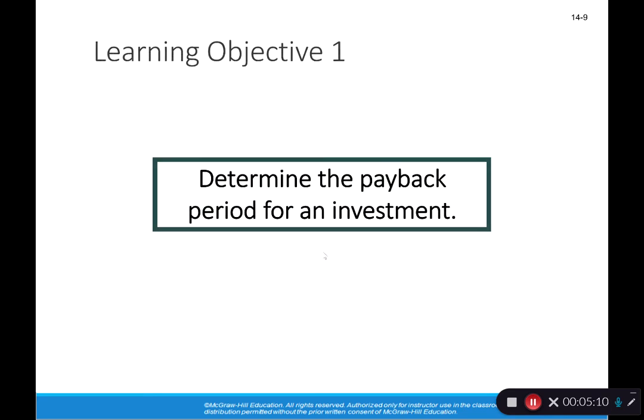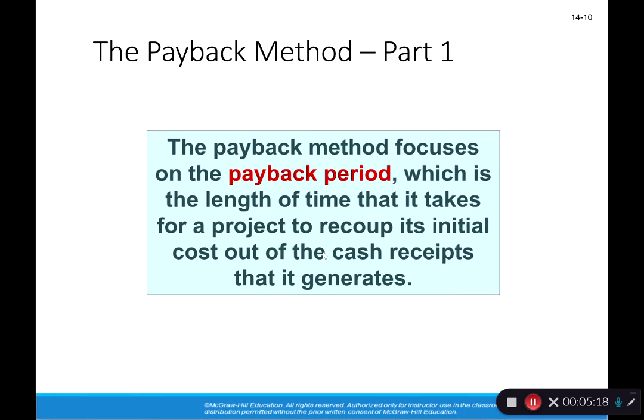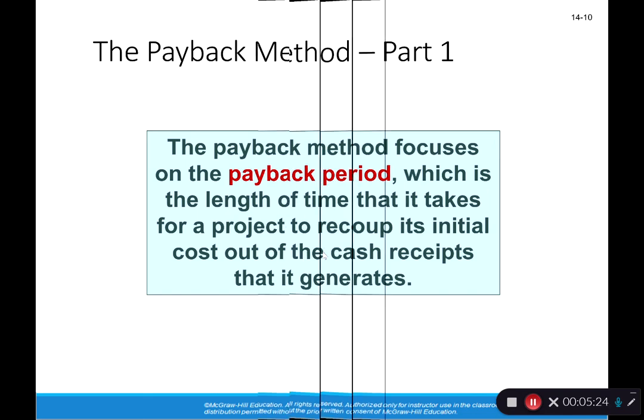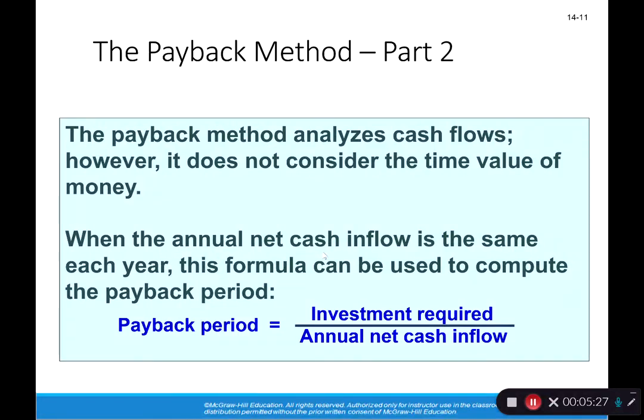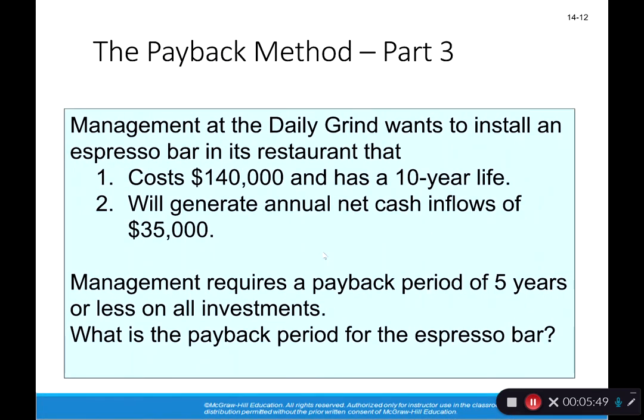So the first thing we're going to talk about doesn't require our HP10B, at least not the time value of money component. So it's the payback period for the investment. The payback method focuses on the amount of time it takes to get back the initial investment. The formula is relatively easy. We just take our initial investment and divide it by the annual net cash inflow. For example, if we had an investment that was $100 and we were going to get $20 back each period, then the payback period would be 5 years because it would take 5 years to get back our initial $100 investment. So let's look at an example.